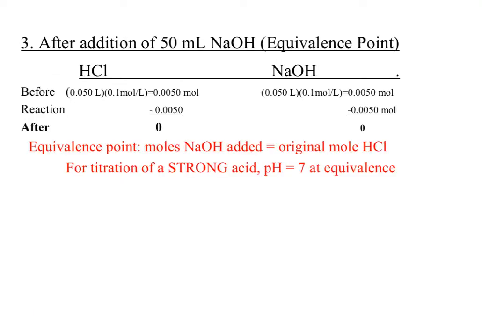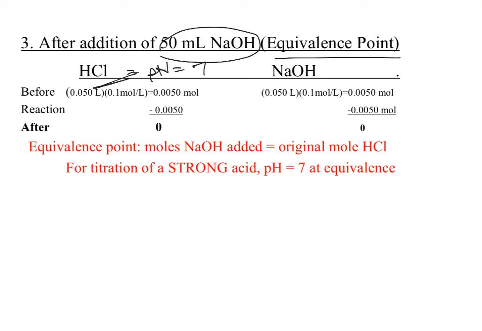Moving on in our titration of a strong acid, the third question said, what is the pH after the addition of 50 milliliters of NaOH? Now, at this point, we have added the same number of moles of NaOH as we originally had of the acid. And when that happens, we are at the equivalence point. And since it's a strong acid, we expect the pH at the equivalence point to be 7.